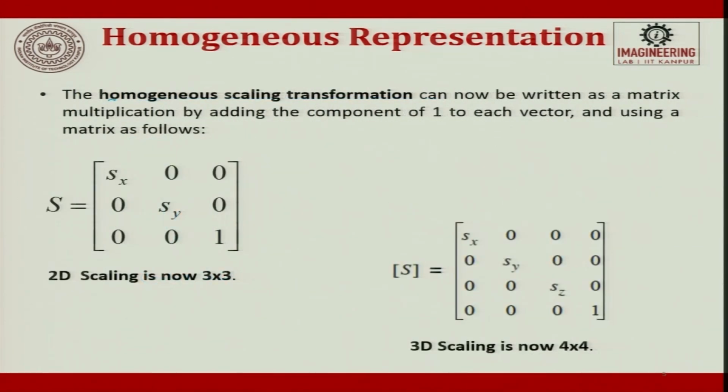When we try to write the homogeneous scaling transformation, it can now be written as a matrix multiplication by adding the component of 1 to each vector using a matrix as given below, as this is what we studied. Now we get the homogeneous scaling transformation by writing it in 3 cross 3. Same for 4 cross 4.